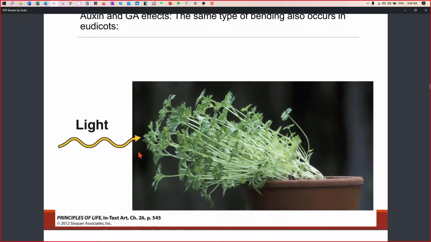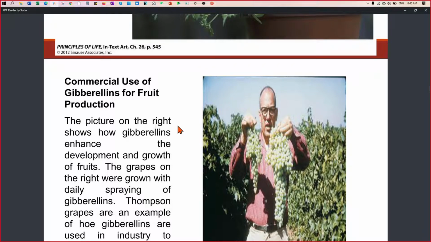When you have light from one direction, this is what happens to your plant. See, the plant grows toward that as well. So the effect experienced with gibberellin is also the same. They kind of work together because their functions overlap. Remember, plant hormones' functions can overlap. With human hormones, no, not overlapping. Estrogen does not overlap in function with growth hormone, or insulin for that matter. They have things to do on their own.